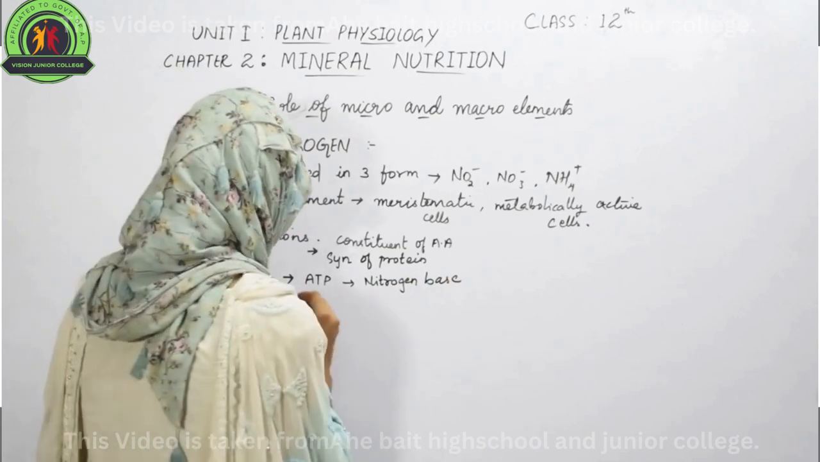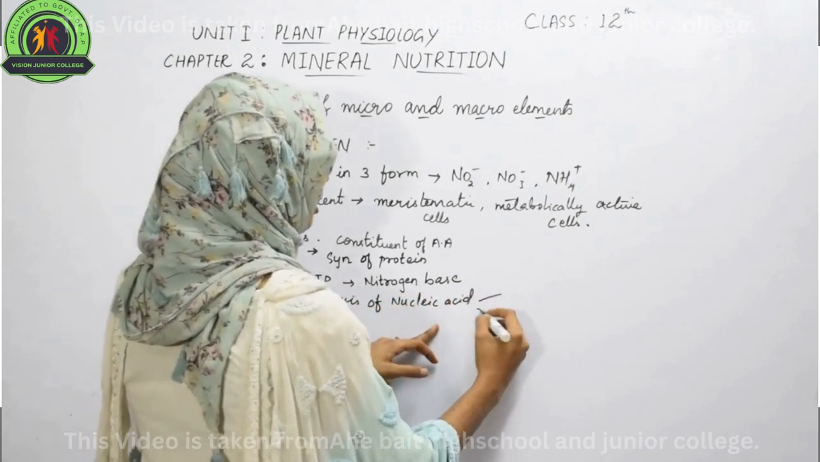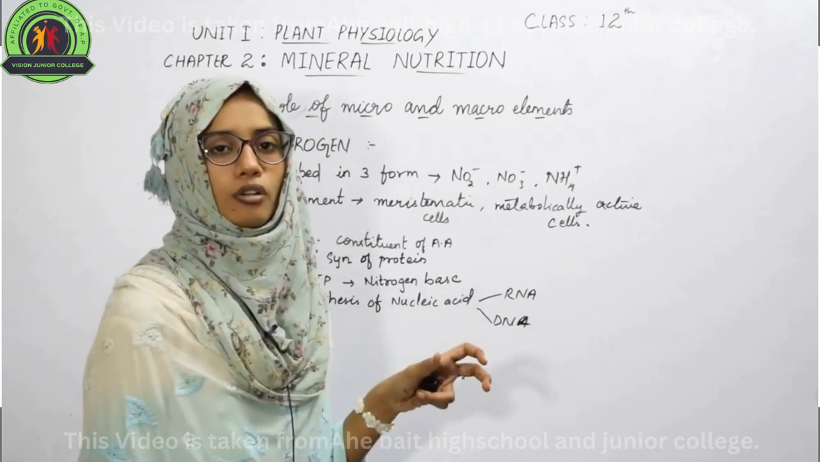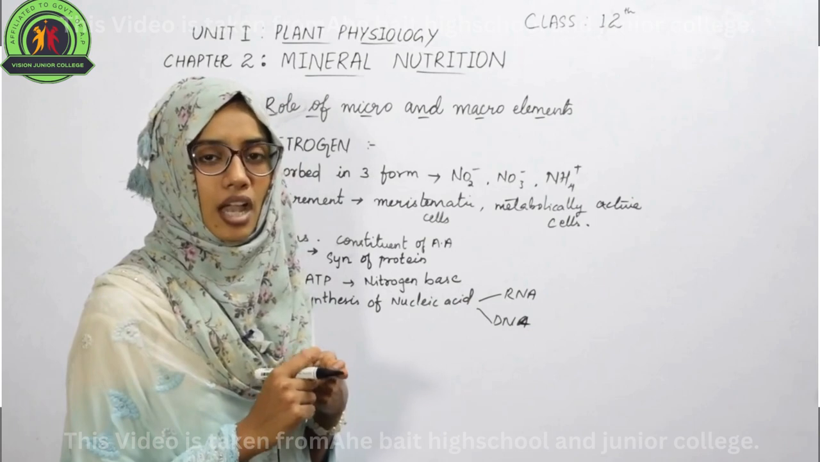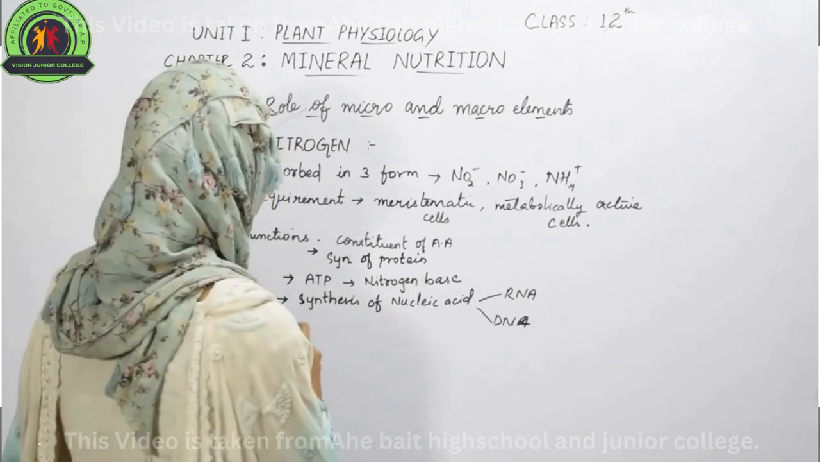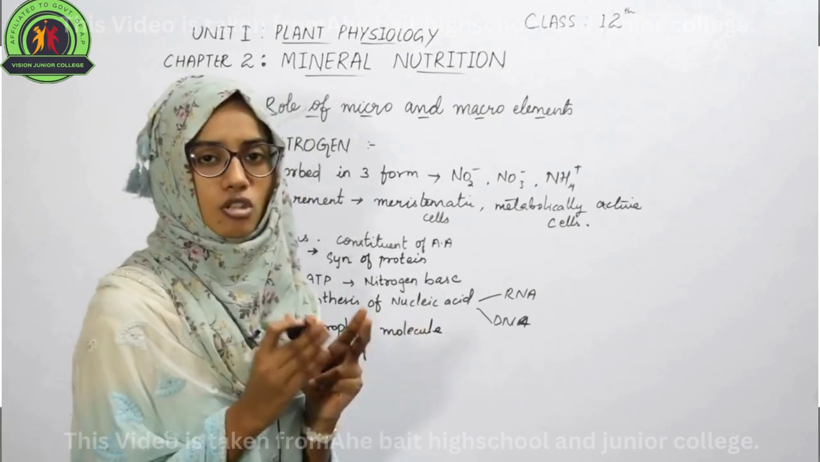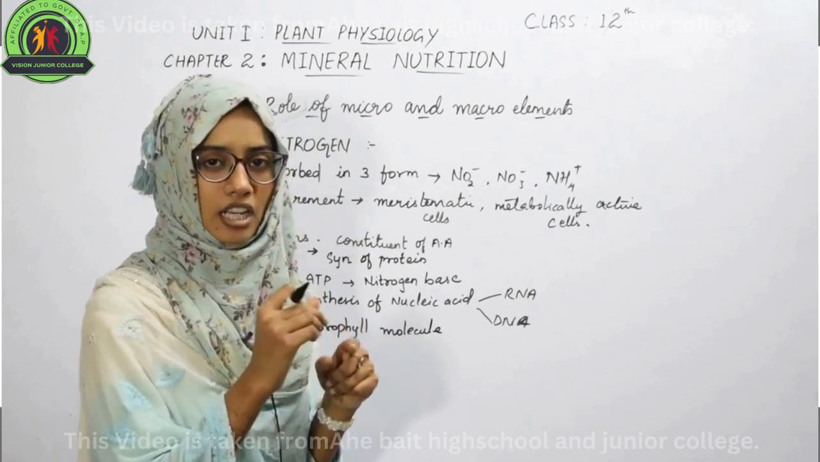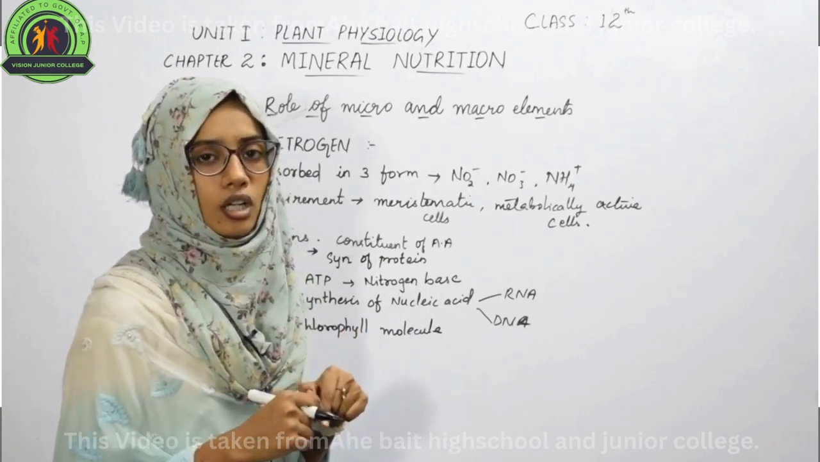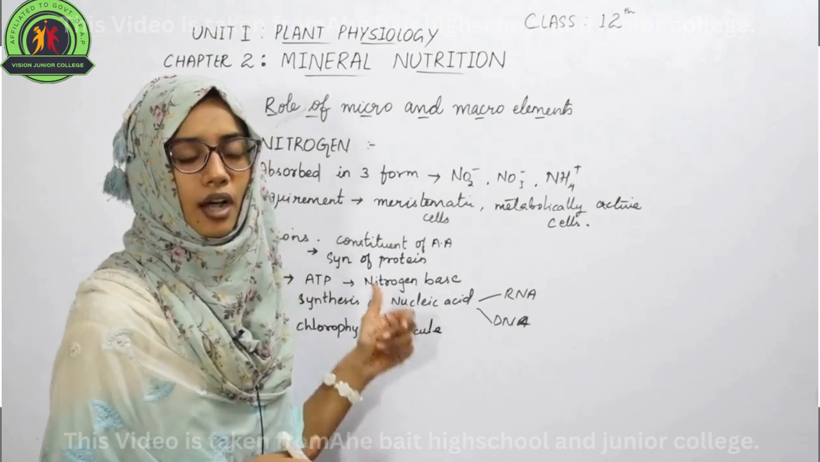The next function is that it helps in the synthesis of nucleic acids. Nucleic acids include RNA and DNA, and these genetic materials are made up of nucleotides, and the nucleotides bear nitrogen in their structure, and therefore nitrogen is required in the synthesis of nucleic acids. It is also essential in making up the chlorophyll molecule, because the chlorophyll molecule is made up of a magnesium ion in the middle, and that magnesium ion is attached to four nitrogen atoms, and hence making up the chlorophyll molecule requires nitrogen.